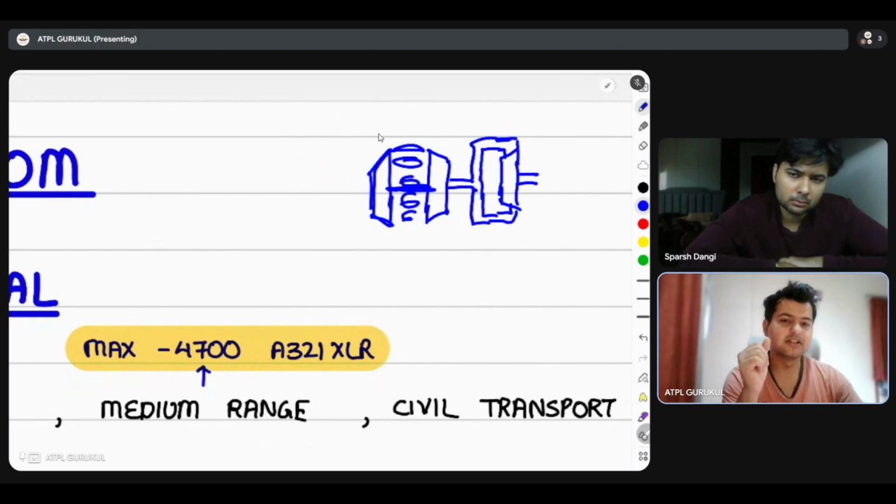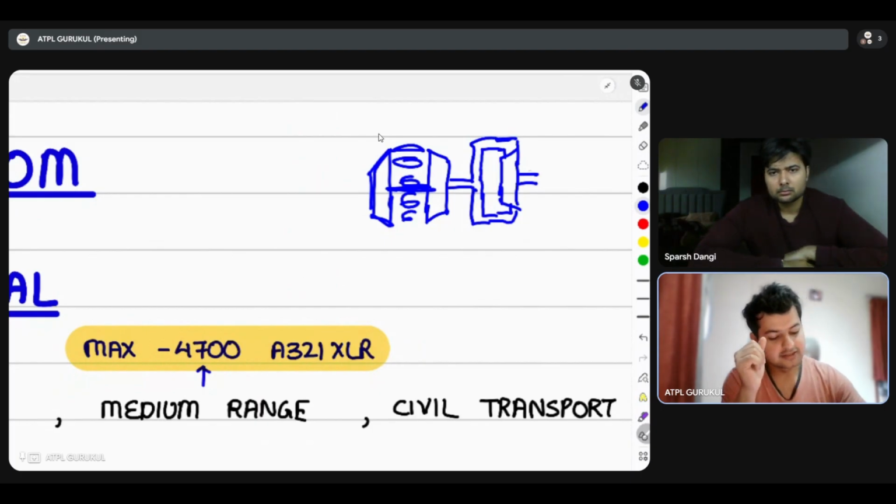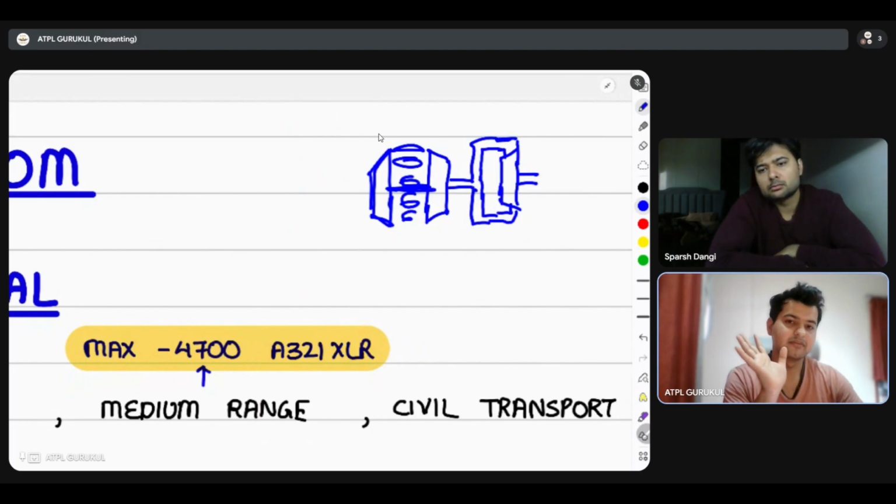It's again going to another turbine. This turbine is not connected to any shaft.